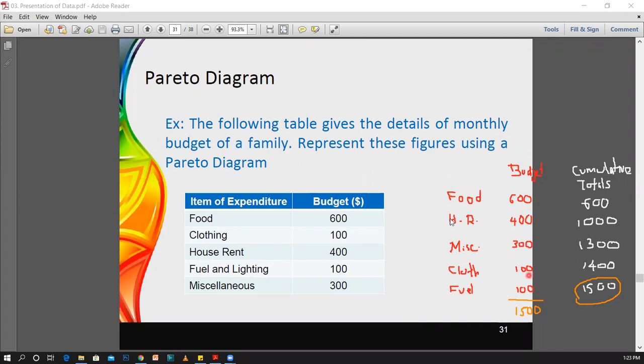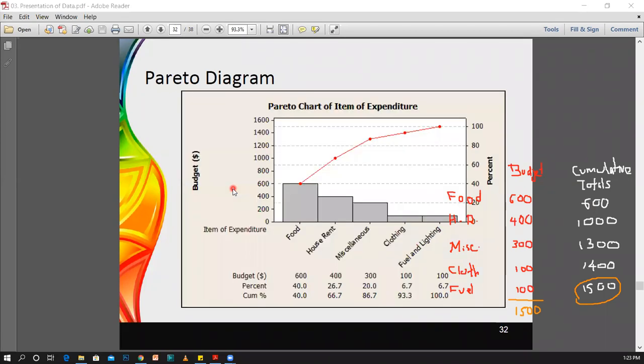Now you have to use the bars to represent the budget, and then use a line graph to show the cumulative total. Therefore, the Pareto diagram obtained for this data set is in this form. Now you can see that the highest goes for food, then house rent, then miscellaneous, then clothing and fuel.